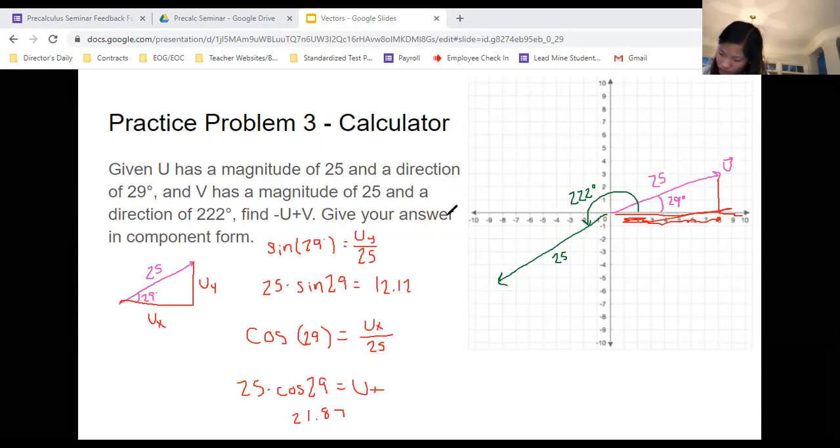All right, so I'm going to write that up here, kind of put it out of the way. Oh, and I need to make it negative. So I'm going to distribute that negative in, again, that scalar multiplication. This will become negative 21.87, and my y component, negative 12.12. All right, so that is negative vector u.